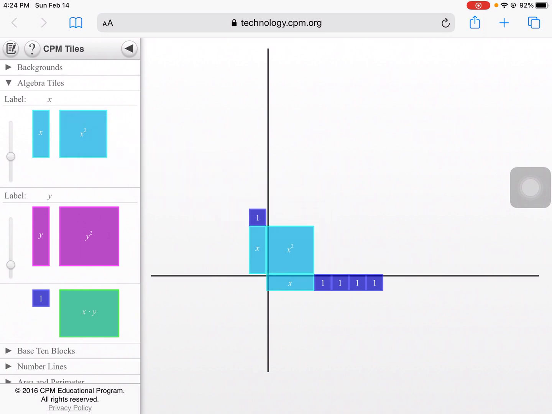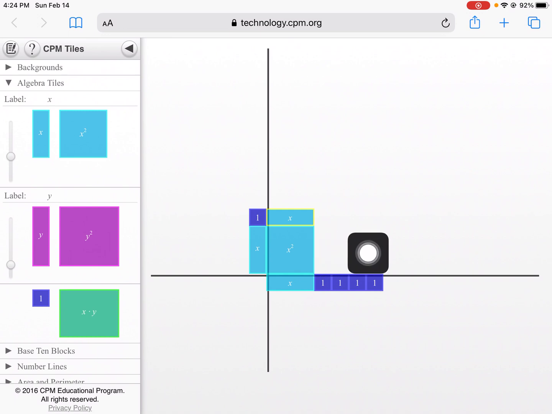X times x is x squared, so I'm taking this x times this x, and notice that that area of x squared fits nicely in there with the same dimensions as x times x. Then we're going to take this 1 and multiply it by this x here. And so 1 times x is just x, and we're going to lay that sideways. To get them to turn sideways, just double tap.